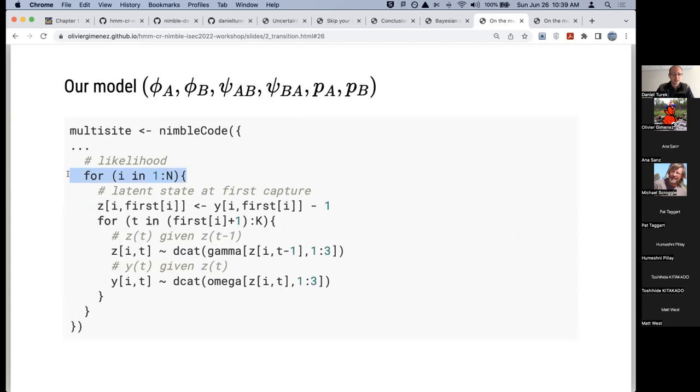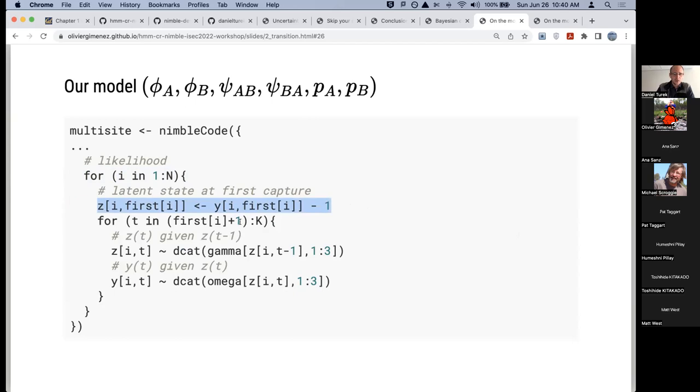The index i goes over individuals. For each individual, we hard code the first latent state. The first observation of each individual is set as the observation data, the y value minus 1. As we talked about, the indexing should work on that if you think through the logic of that.